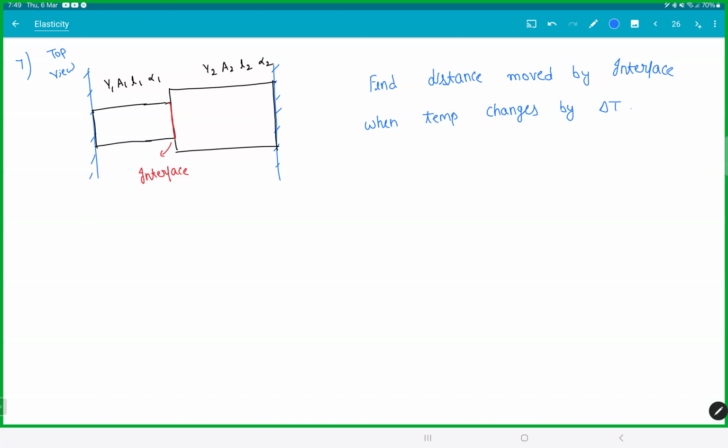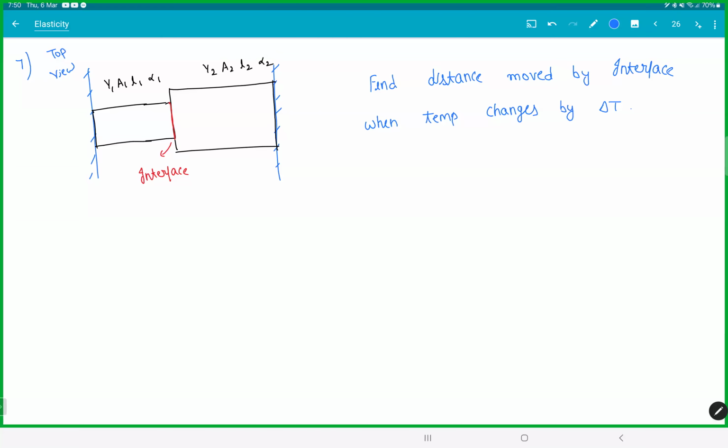Let me ask a simpler question. When the temperature changes by delta T, now let's say it's a proper JEE Main question, there are four options for rod 1 and rod 2. Which of the following statements are true? Rod 1 and rod 2 both are compressed. Rod 1 and rod 2 both are elongated. Rod 1 is compressed, rod 2 is elongated. Rod 1 is elongated, rod 2 is compressed. In this, which ones are wrong? Both compressed and both elongated, right?